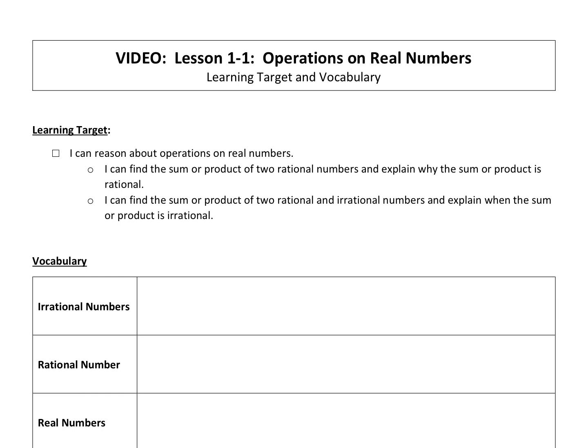So, learning target, what are we going to be able to do in this lesson? I can reason about operations on real numbers. More specifically, I can find the sum or product. Sum, just a reminder, means addition. Product is multiplication. So I can find the sum or product of two rational numbers, a word we're going to define in a moment, and explain why the sum or product is rational. I also can find the sum or product of a rational and an irrational number and explain when the sum or product is irrational. So that's where we're heading with this first very exciting lesson.